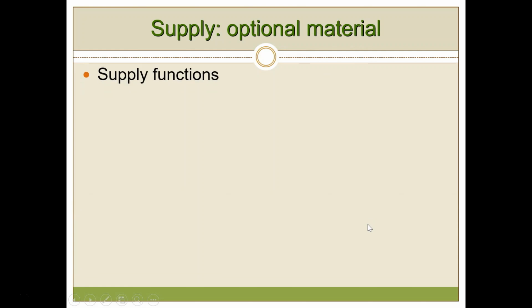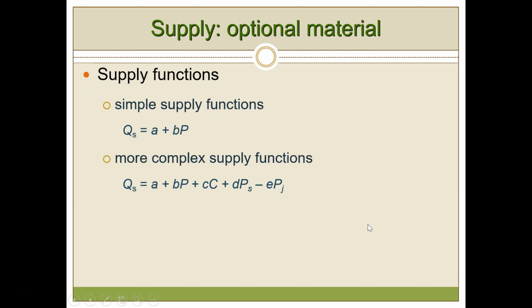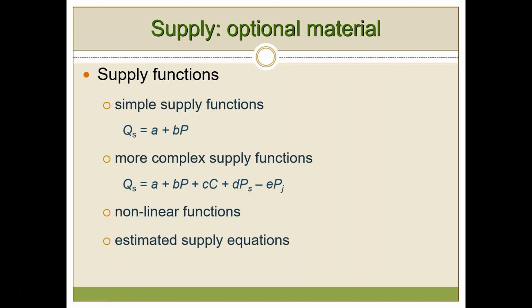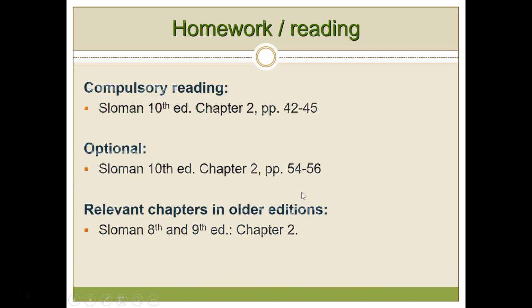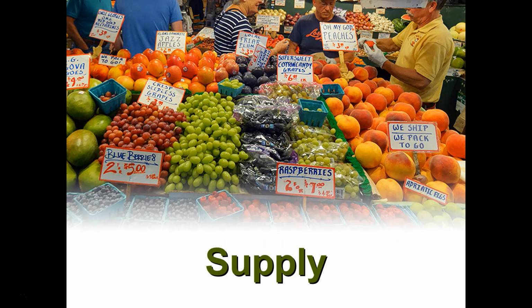Optional material. The remaining slides are optional, and I recommend that students from economics programs review this information. It will help them with other more advanced modules which they are going to study later: supply functions, how they're shown mathematically, how they can be derived. And for the rest of you who are not doing economics, you need to finish this reading. So just a few pages from chapter 2 in Sloman, and if you want, a few more pages which are optional. That's it for today.